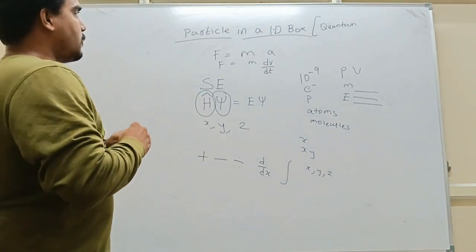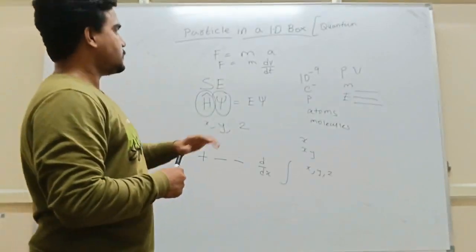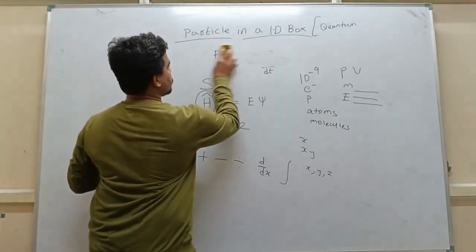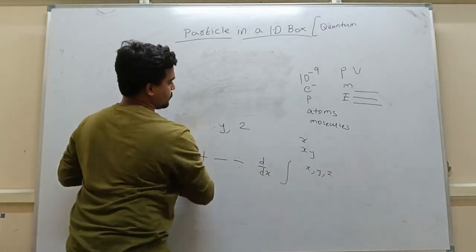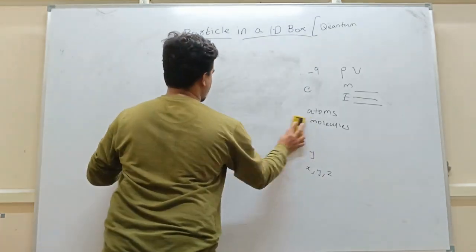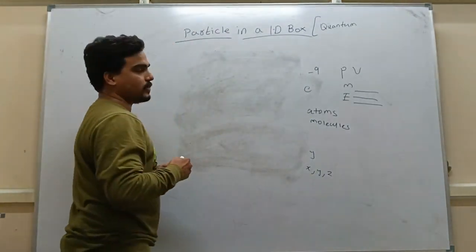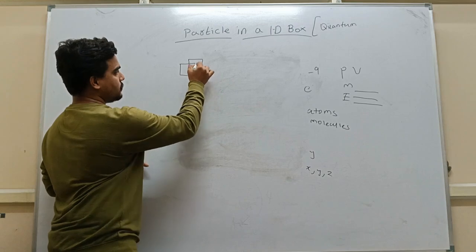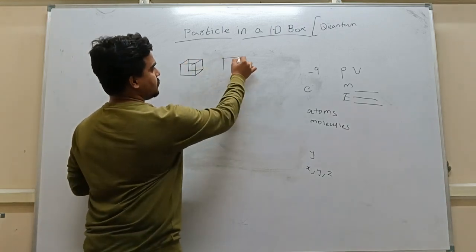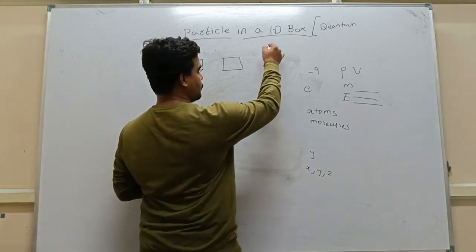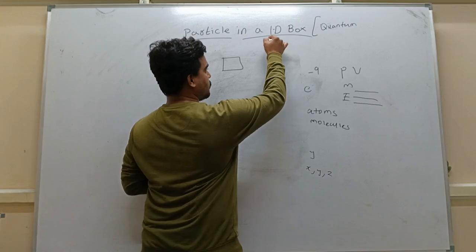So now our today's example is particle in a 1D box. If I explain it, suppose we have a box. Now we all know that this is a 3-dimensional box, and this is a 2-dimensional box. And how will a 1-dimensional box be? A 1-dimensional box will be like this.